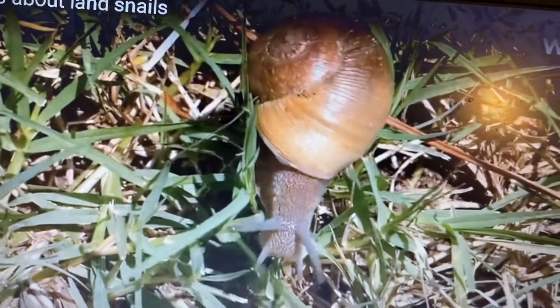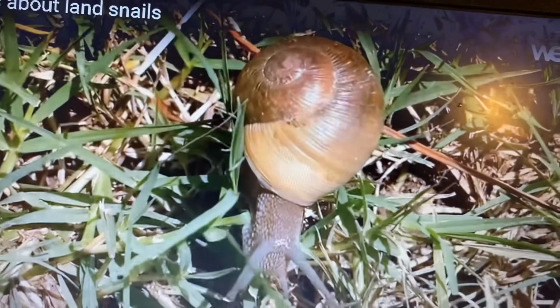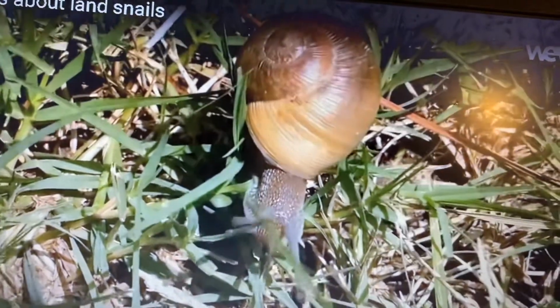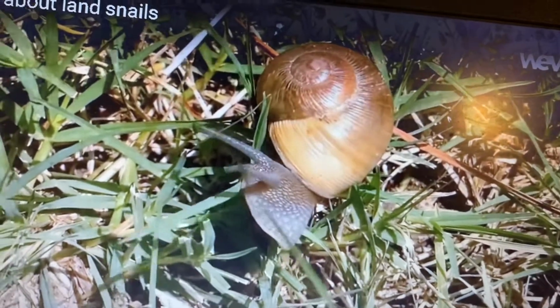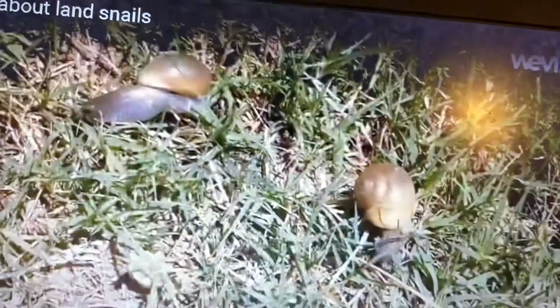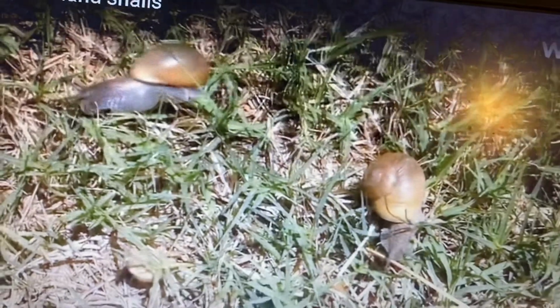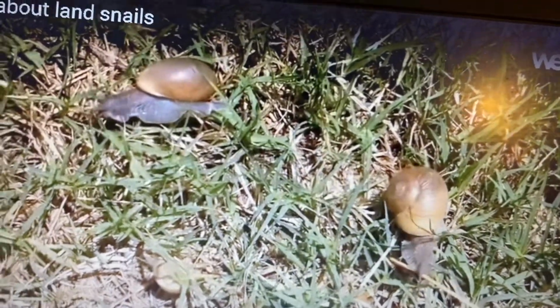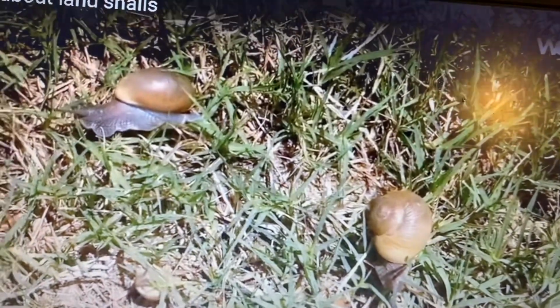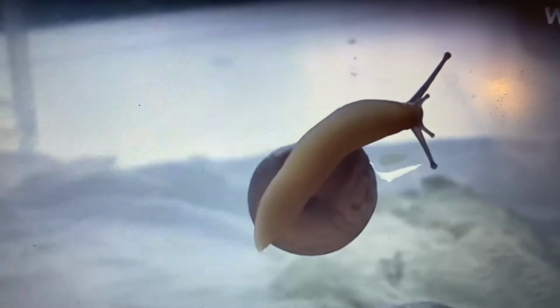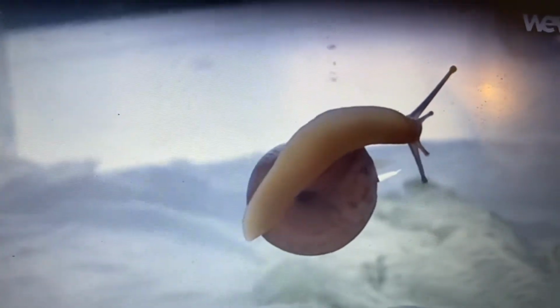How does a snail breathe? On the underside of the snail, close to its shell, there's a hole that opens and closes, and it lets air in. The way a snail moves, it makes little wave-like motions with its foot, and it moves from place to place.